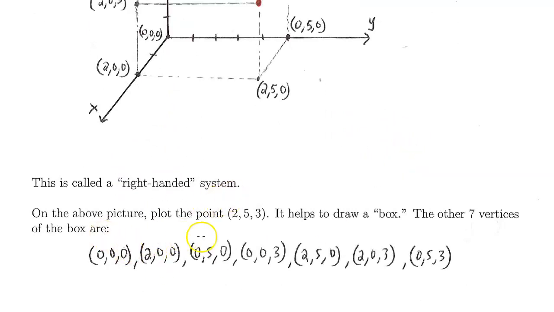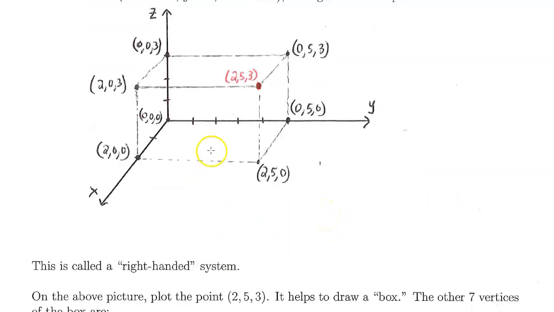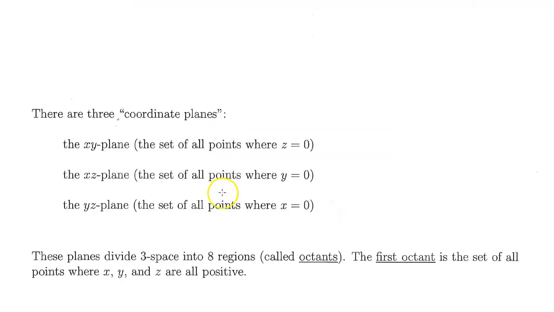On the above picture, plot the point (2, 5, 3). That's what I've done. It helps to draw a box, and the 7 other vertices of the box are these ones that I've drawn here.